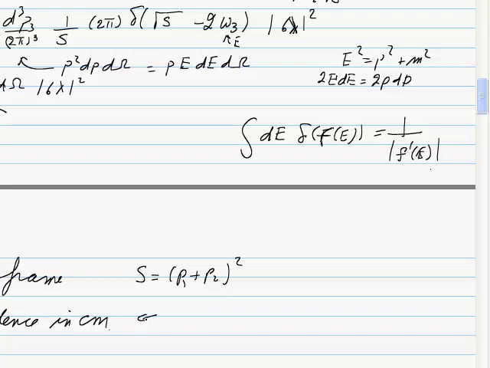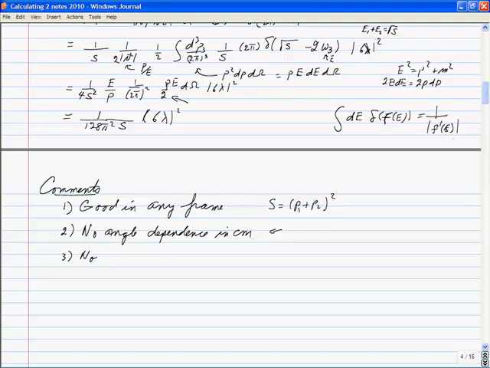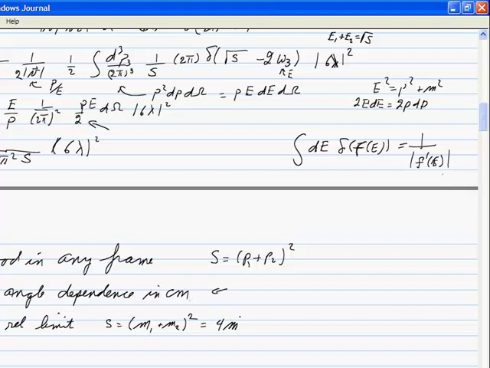The third feature is the non-relativistic limit, where the momentum is small compared to the mass of the particle. So S just turns into M1 plus M2, but these are squared, and since these are identical particles, it's 4M squared. So this energy factor in the non-relativistic limit just goes to a constant. So it's a constant scattering cross-section in the non-relativistic limit. And for people who do condensed matter field theory, this is going to be important.